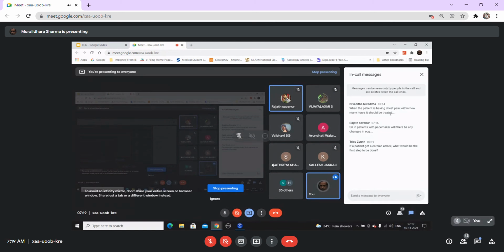Then if a patient has a cardiac attack, what would be the first step to be done? With that word cardiac attack, I think it's not a very proper word. But anyway, the first thing is, you need to ensure that the oxygen demand doesn't rise. So the immediate first aid to any patient who has a myocardial ischemia is to ensure that the oxygen demand of the heart muscle doesn't increase.